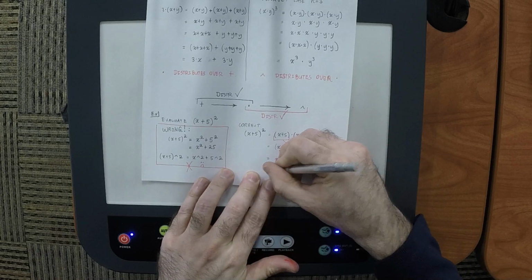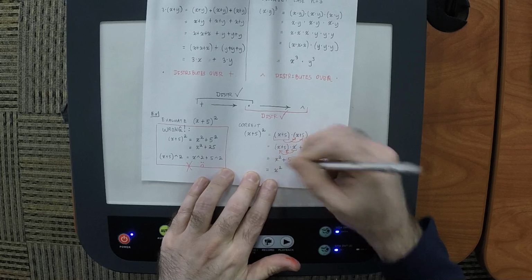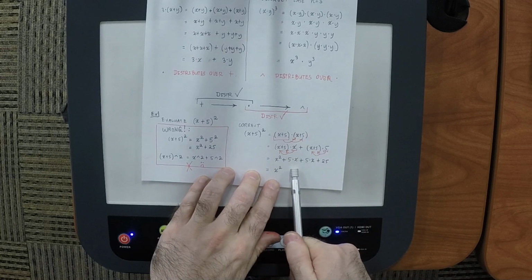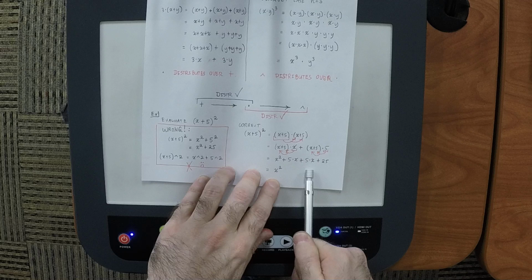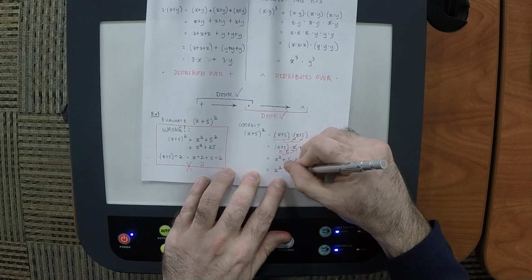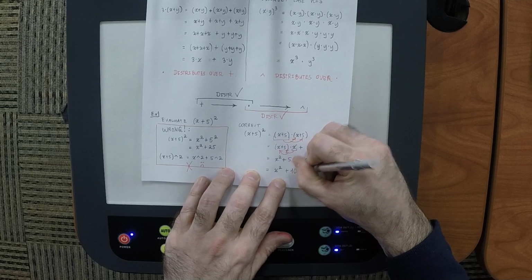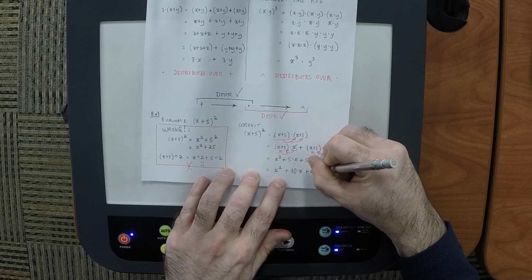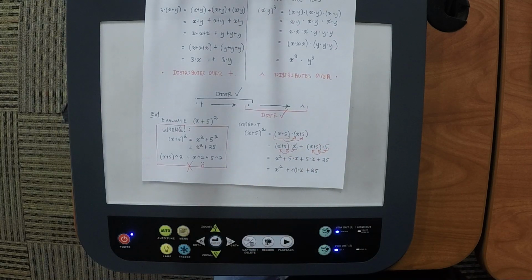And now simplifying things a little bit. So 5x, that's like 5 apples. And then we have another one. So altogether, how many x's? 10. So plus 10x, and then plus 25. This is the correct answer.